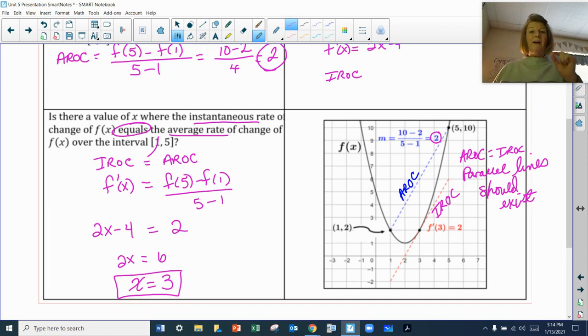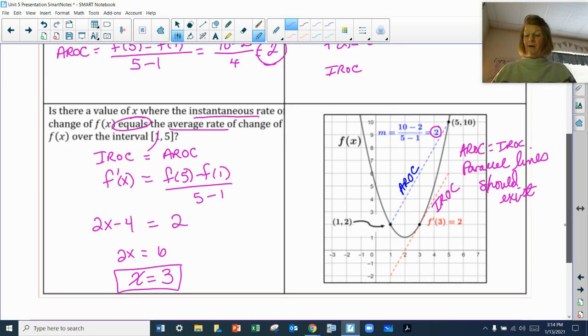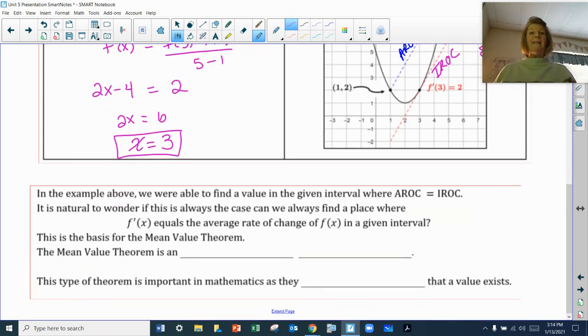So this is the foundation for the mean value theorem. In the example above, we were able to find a value in the given interval where AROC equaled IROC. And it's natural to wonder, if this is always the case, can we always find a place where f prime equals the average rate of change in a given interval? This forms the foundation of the mean value theorem.